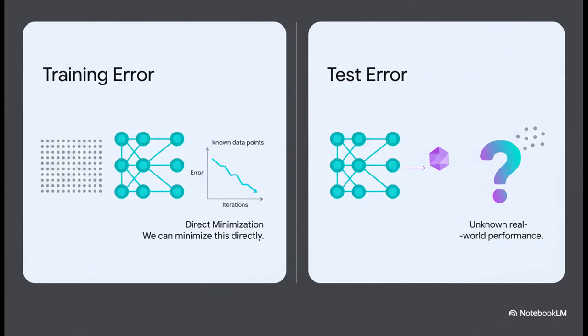And here's the fundamental conflict. Look on the left, you've got training error. We can see it, we can measure it, we can work directly to push that number down. But on the right is the test error, how the model will actually do on new data. This is what we truly deeply care about, but it's like a black box. We can't look at it while we're training.